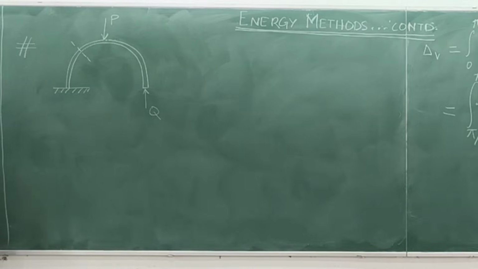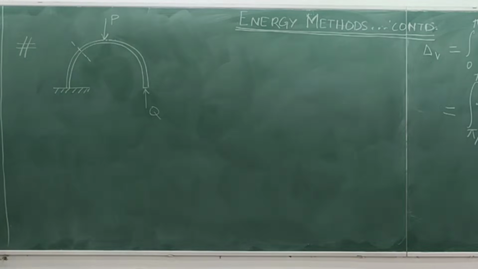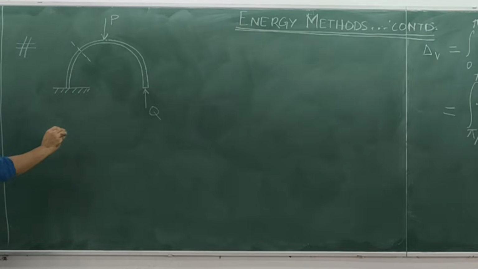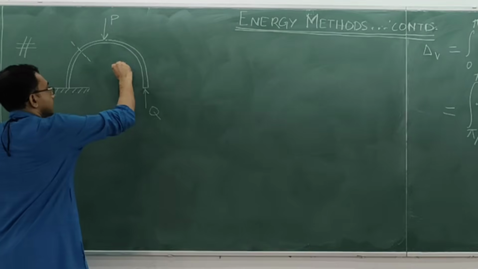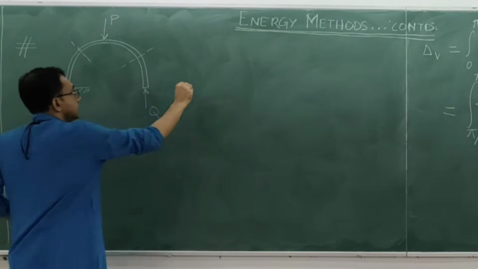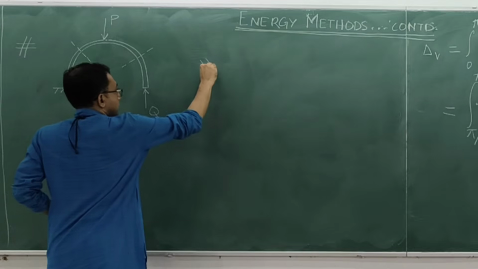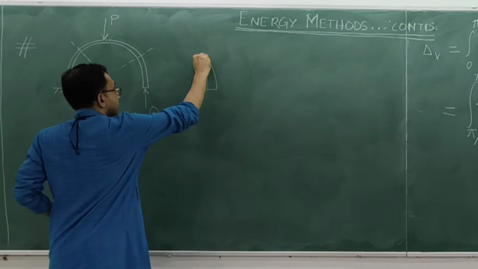All right. So as I said, we'll proceed like good boys and girls. Let us not jump ahead of ourselves. So we'll find out the M in a piecewise fashion. Okay. So take the cut here. Take the cut here. Isolate the free body. Draw the free body diagram.